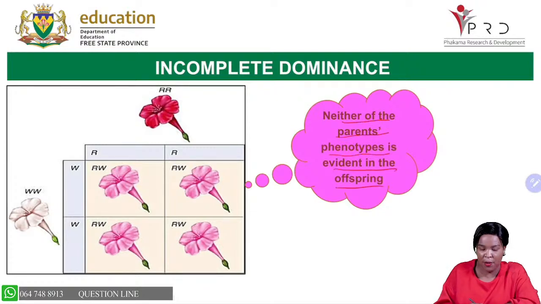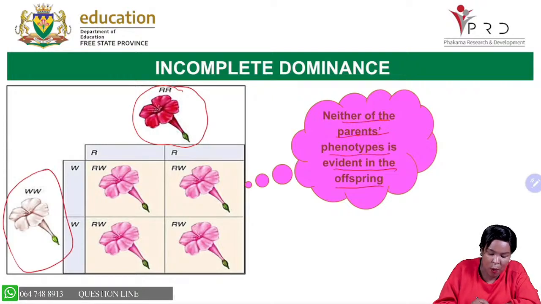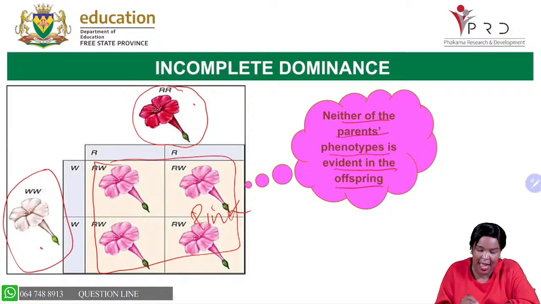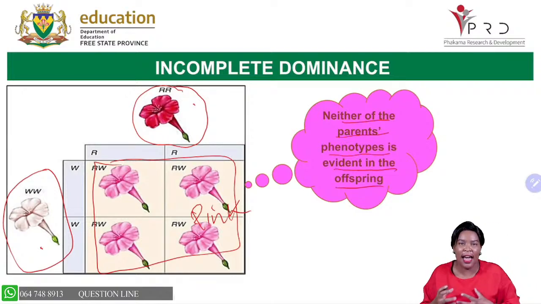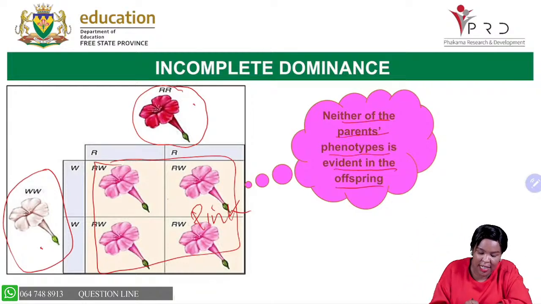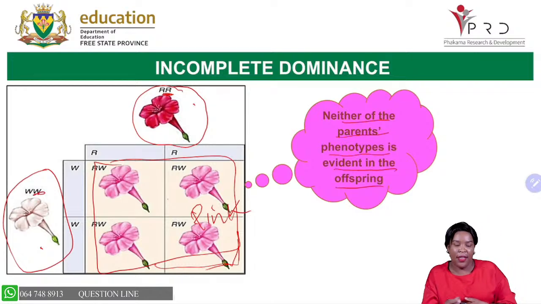Let us take a look at our flowers. You are crossing a red flower with a white flower. But look at the offspring. All offspring are pink. Do they look like the red or the white? No, they have an intermediate color, which is different from the colors of their parents. Now, this will tell you that this is incomplete dominance. There was no allele which was dominant over the other.